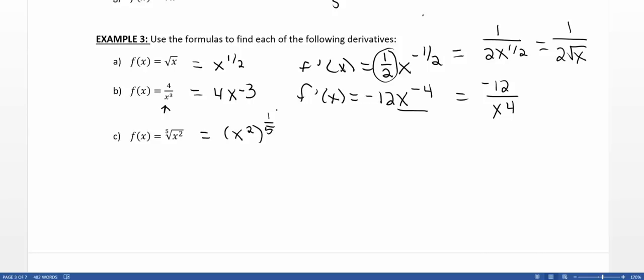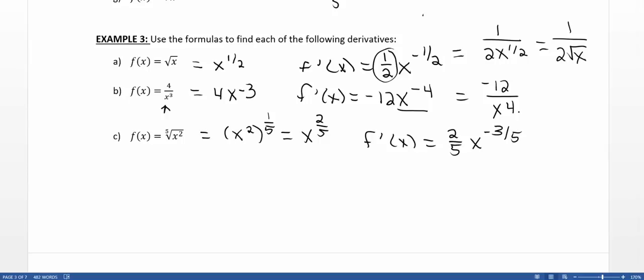Now, with exponential functions, if you have a power raised to a power, you can actually multiply those powers together. So 2 times 1/5 is x to the 2/5. Hopefully you remember that from algebra. Now that we have it in this form, x to the 2/5, it's in perfect form for us to use our power rule. So now we take the derivative, the 2/5 will come down in front, and we subtract 1 from the power, so 2/5 minus 1 is going to give me negative 3/5.